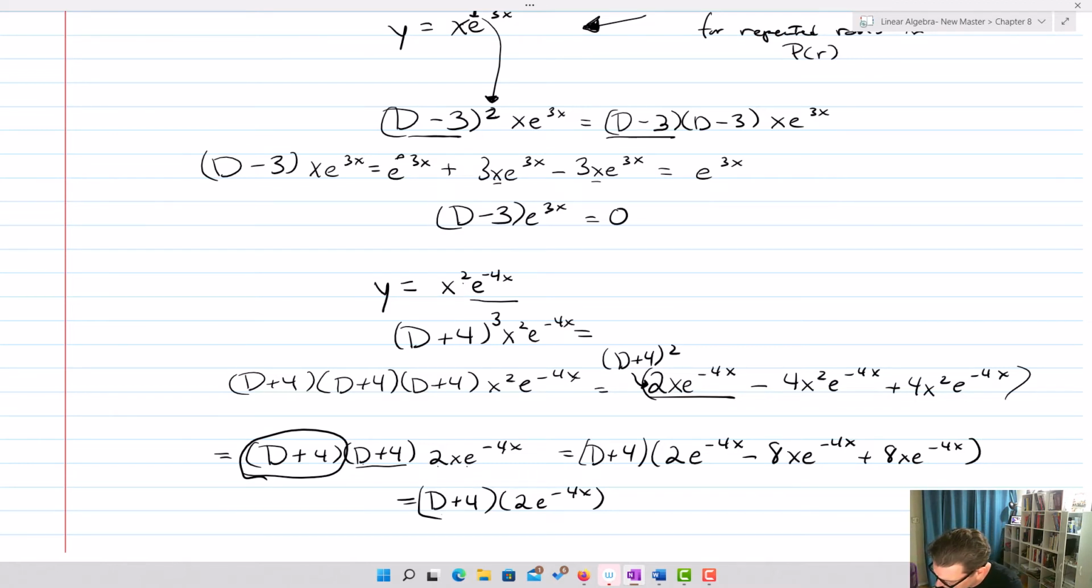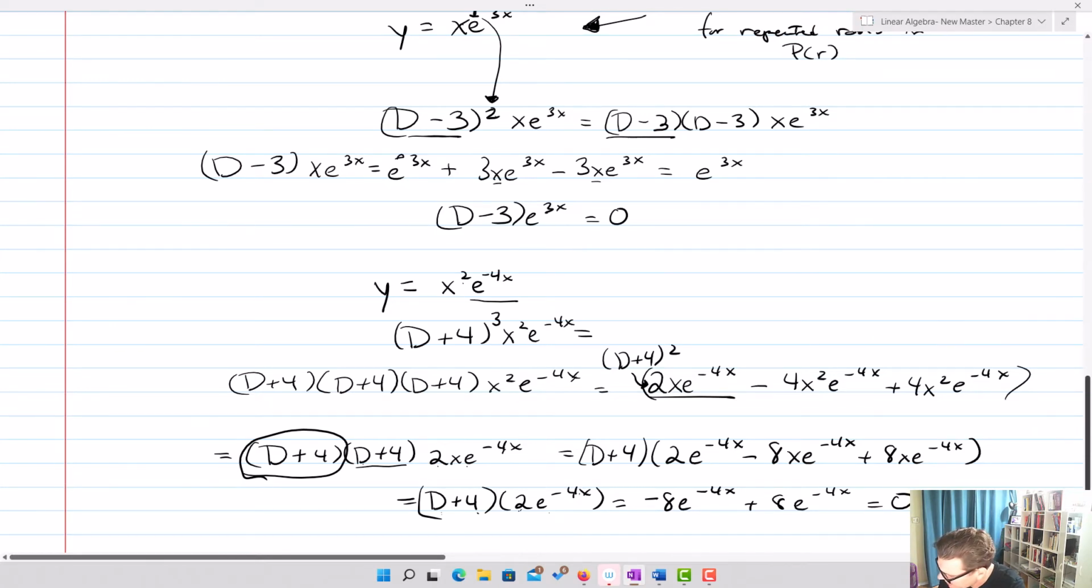So in this case, you could see that if we take the derivative of 2e to the negative 4x, we get negative 8e to the negative 4x, and then plus 4 times 2, so that's 8e to the negative 4x, and that equals thus 0. So we end up annihilating. And that works out really well for us.